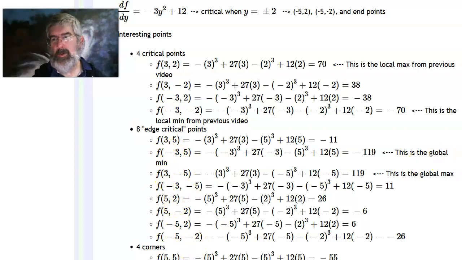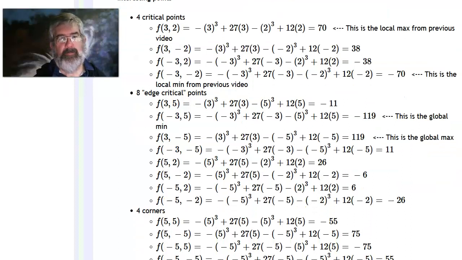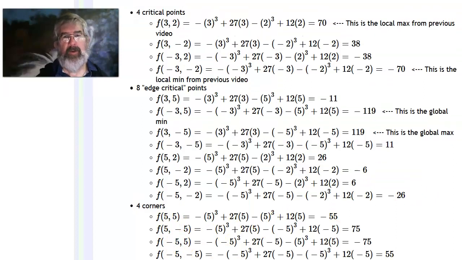And then there are 4 corner points: (5, 5), (5, -5), (-5, 5), and (-5, -5). So I'm going to take all of those, plug them into the function, and see what the function values are. Right? I don't need to do a second partials test here.